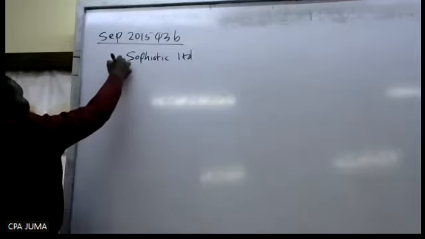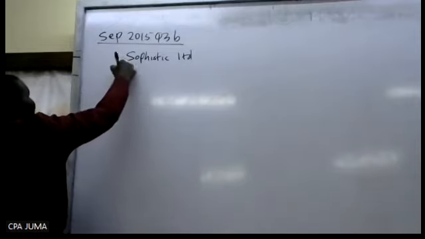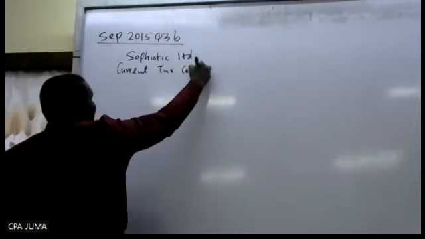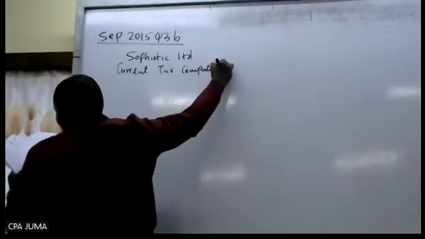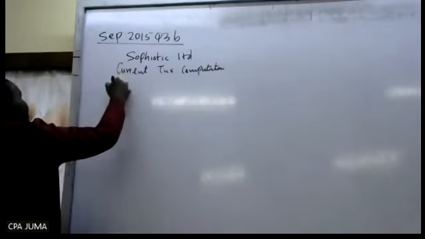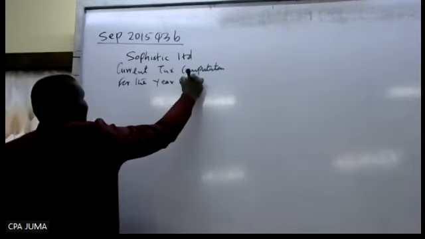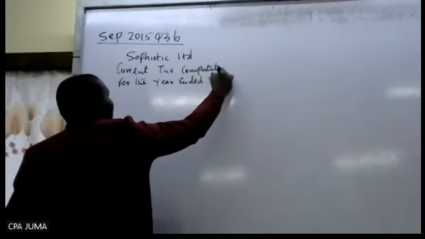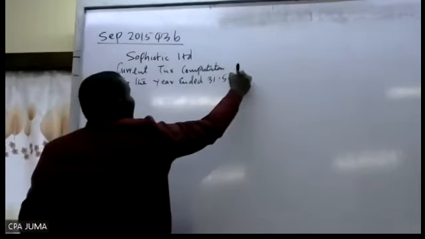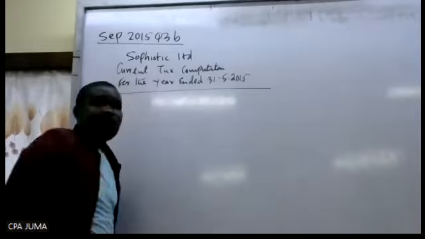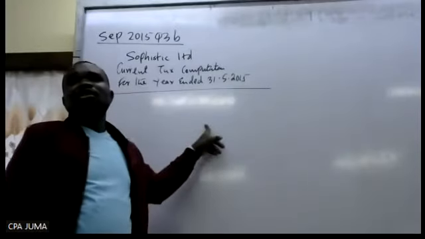Sophistic Limited, current tax computation. Current tax computation for which year? The one for the year ended 31st May 2015. So now, how do we get current tax?